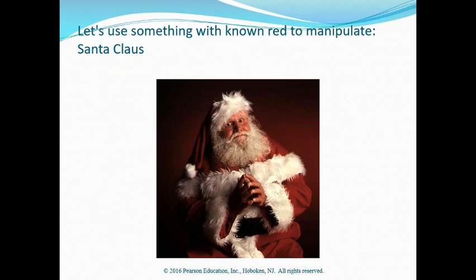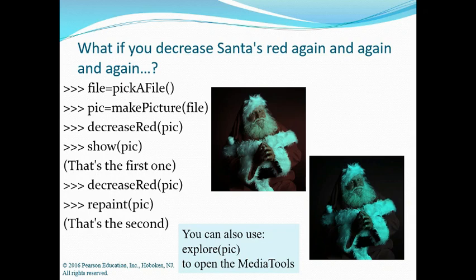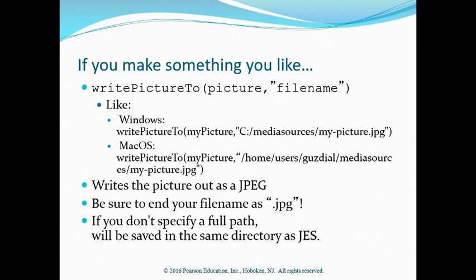So let's use something with known red to manipulate. So here's a picture of Santa Claus, and we can use the exact same function, and we can totally remove the red. So as you can see in this example, they actually ran this decrease red function twice, and it removed 50%, and then it removed another 50% as well.